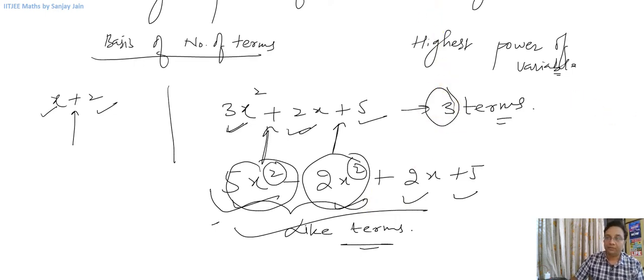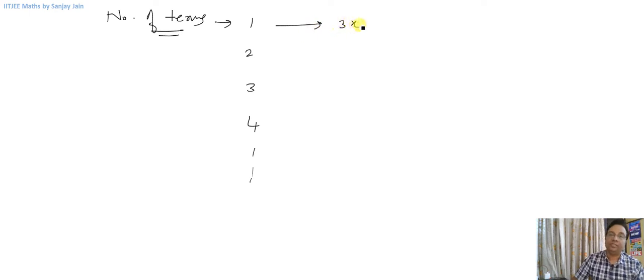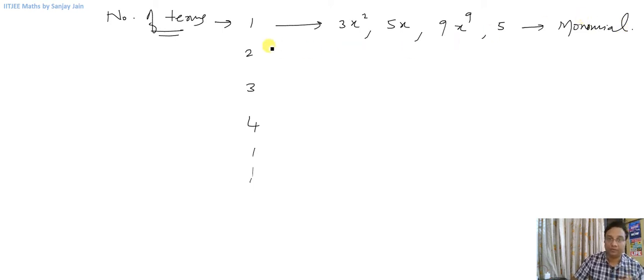Okay, now, on the basis of number of terms you can categorize the polynomials, or on the basis of highest power of the variable in a polynomial you can categorize a particular polynomial. Let me clear the board. So on the basis of number of terms, let us say a polynomial has got 1 term, 2 terms, 3 terms, 4 terms, and so on. If the polynomial has got only 1 term, for example 3x square, 5x, 9x raised to power 9, or simply I can write 5, right? Such polynomials are known as monomial.